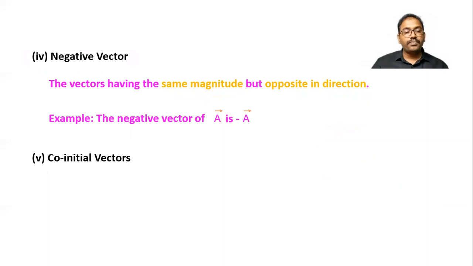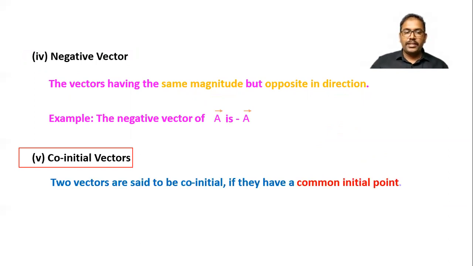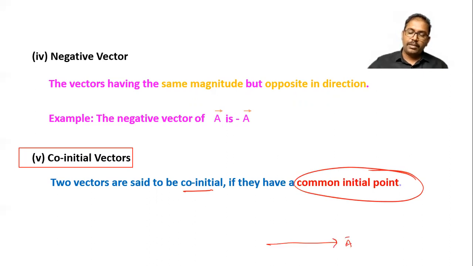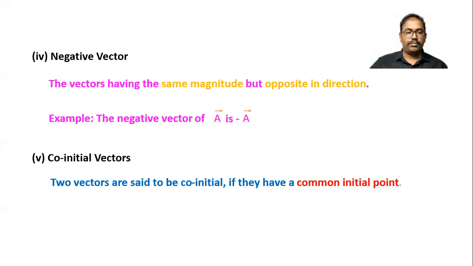Then after that, co-initial. Co means same, initial. If two vectors have the same initial point, they are called co-initial vectors. Two vectors are said to be co-initial if they have a common initial point. Means if A bar is this and this is B bar, they start from the same point. So the initial point is the same. Then they are called co-initial vectors. Co-initial means vectors with the same initial point.